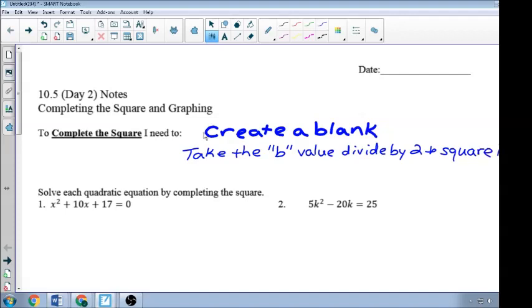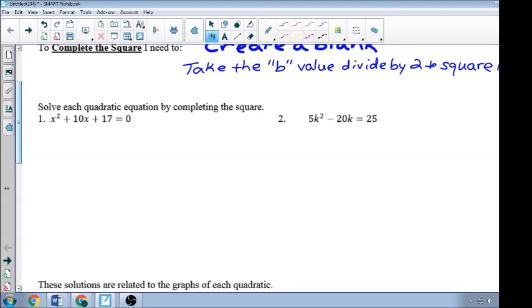Okay. What I would like you to do now is to go ahead and try examples 1 and 2 on your own. These should be review. Actually, before I have you do that, let's talk about 2 real quick. The first thing I need to do on 2 is I want to divide everything by 5. I'm basically taking out the greatest common factor. When I do that, I end up with k squared minus 4k equals 5.